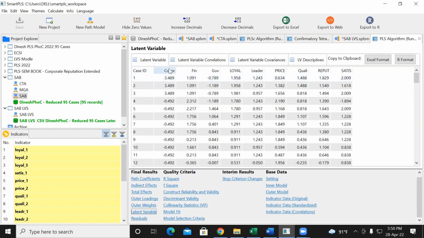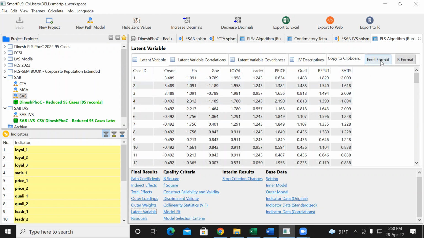Now your dimensions are becoming single indicators. See, social responsibility's 2 indicators are becoming 1 indicator. Finance's 2 or 3 becoming 1. Even the loyalty is also becoming 1. We had 2 or 3 loyalty indicators, right? Then the pricing we had 2, it's becoming 1 indicator. This is not an indicator, we call it latent variable scores, standardized.